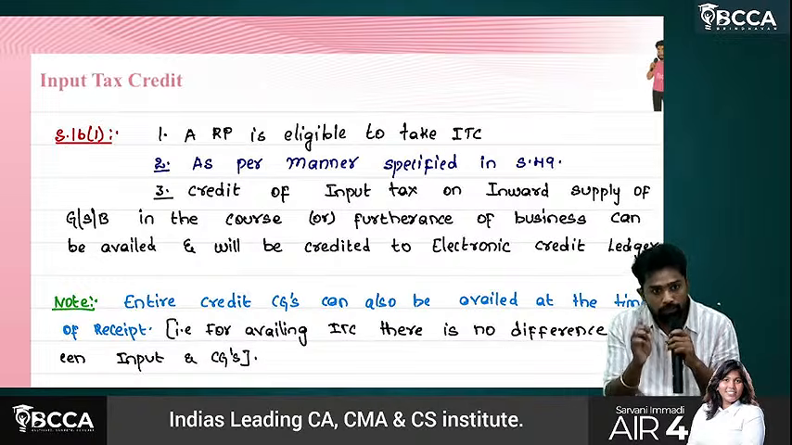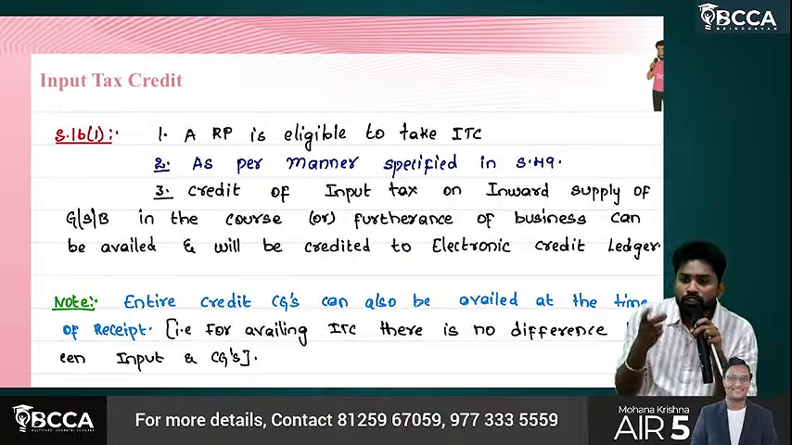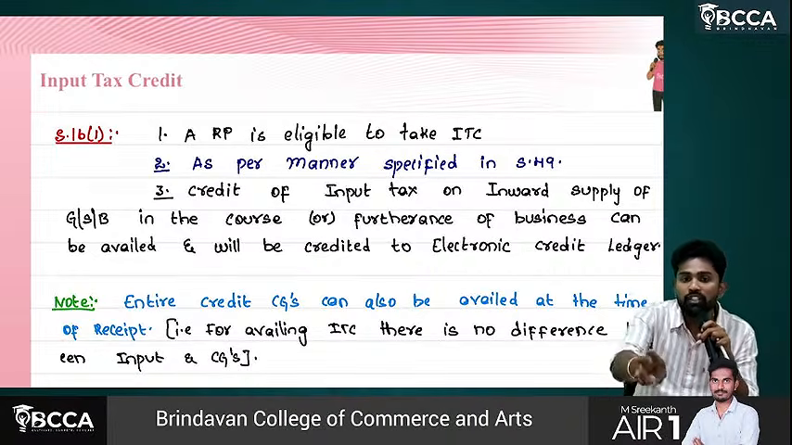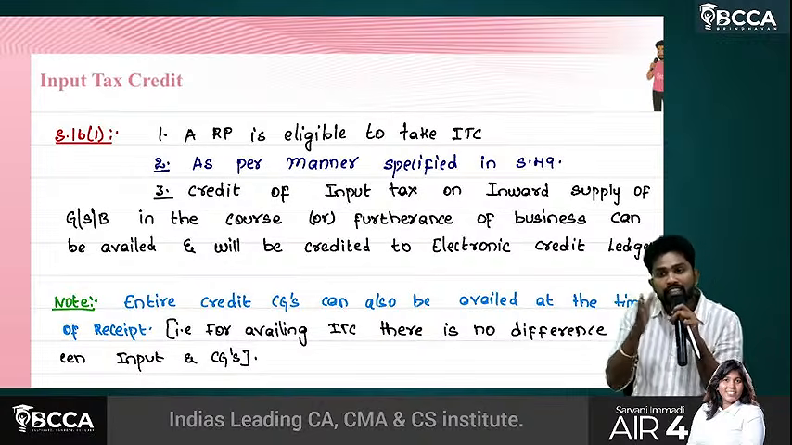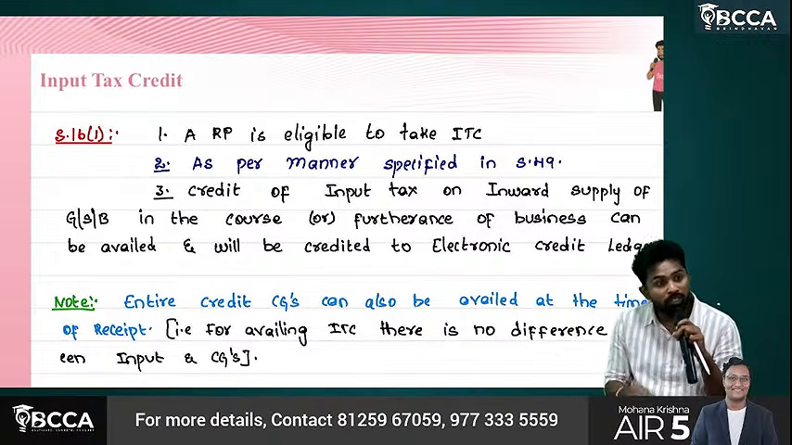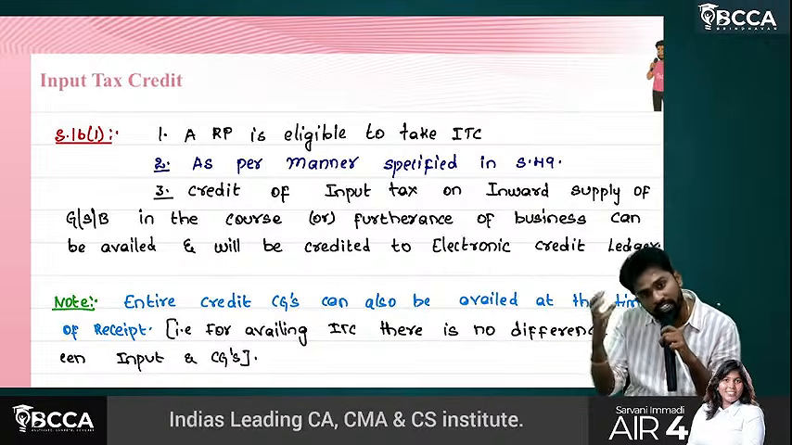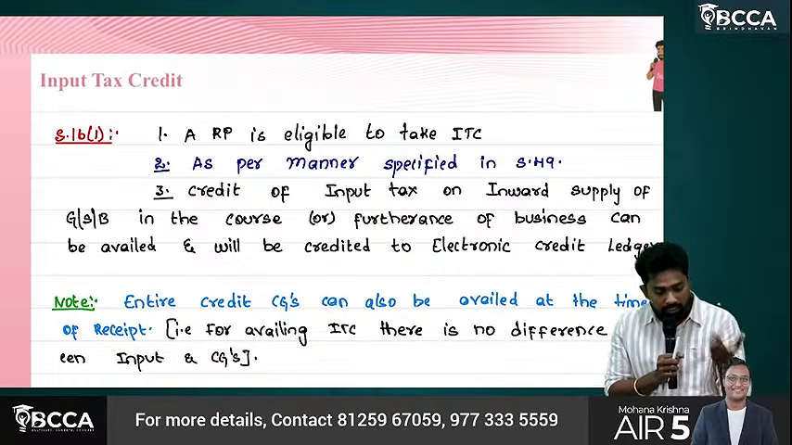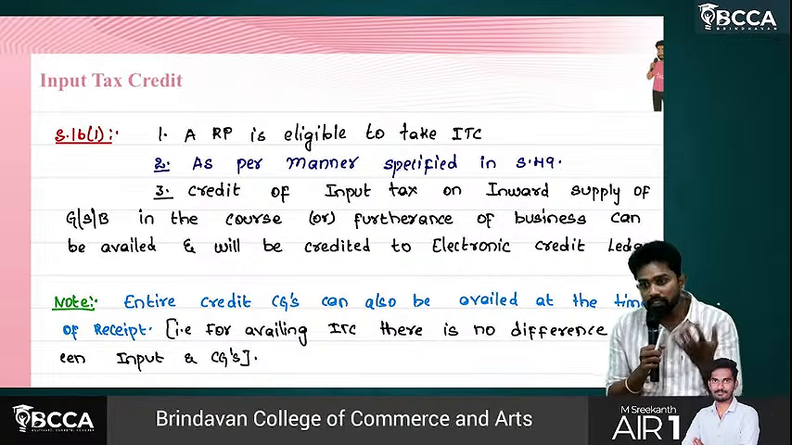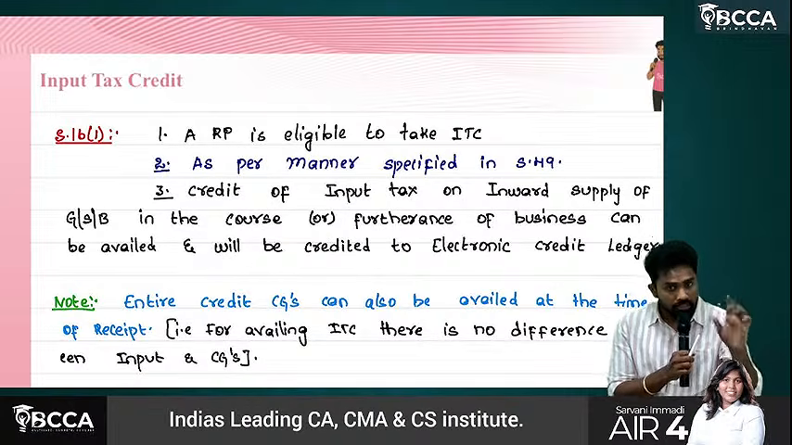One important point, sir. Here for availing ITC, there is no difference between normal goods and capital goods. Even for capital goods, you are not taking the ITC in installments, though the capital good's life extends for multiple years. The credit you are availing at once only, at the time of purchase. Just like a revenue item you purchase, even a capital good you purchase, same way you are availing ITC.